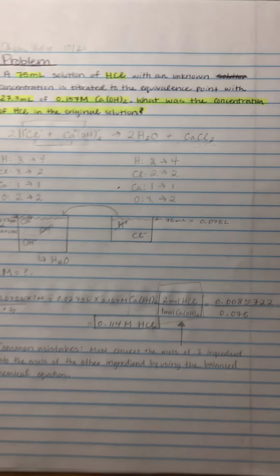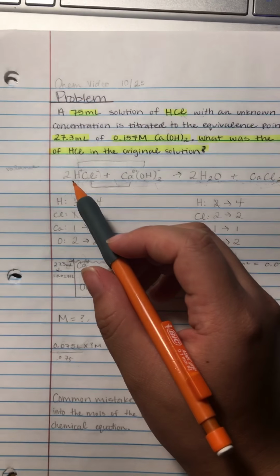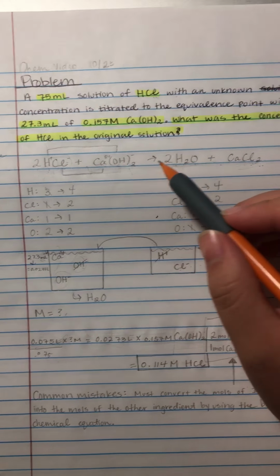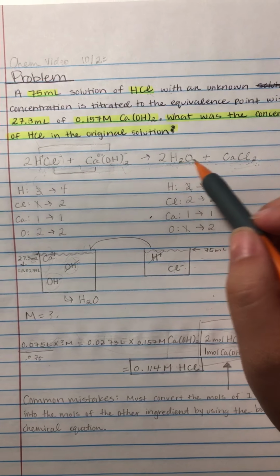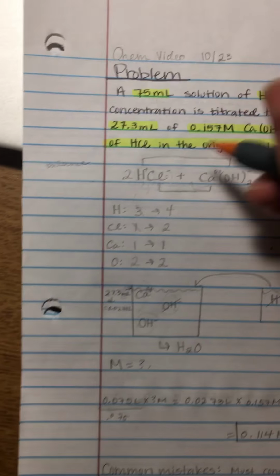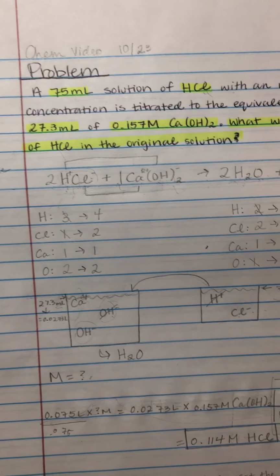And so then after that, you balance the equation. So it would be 2HCl plus Ca(OH)2, and that goes to 2H2O plus CaCl2, and there's a 1 in front of these.